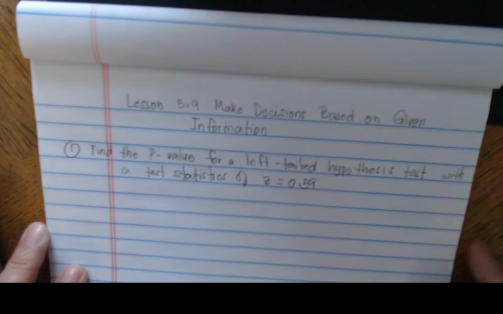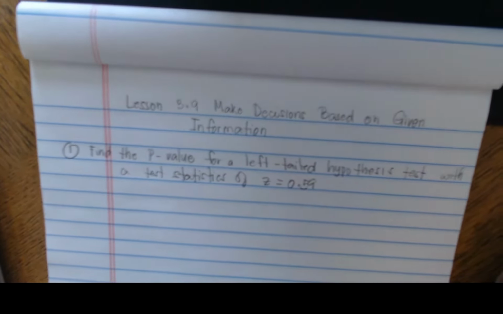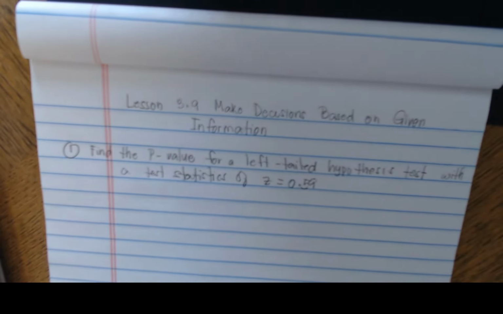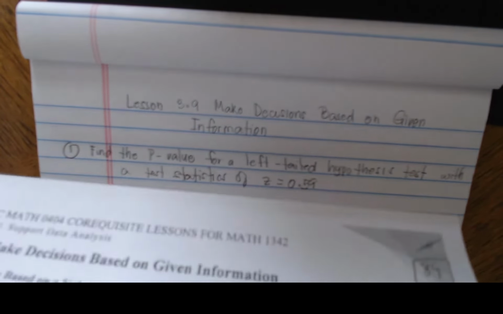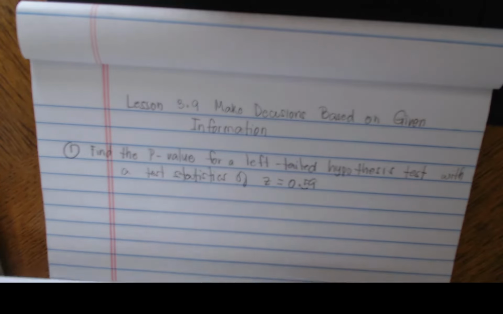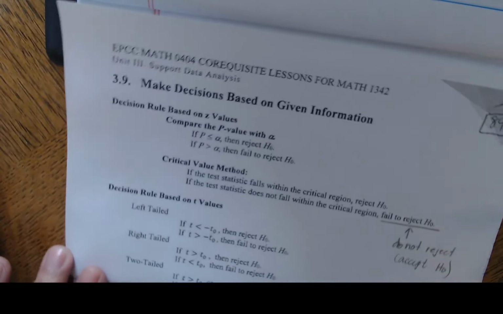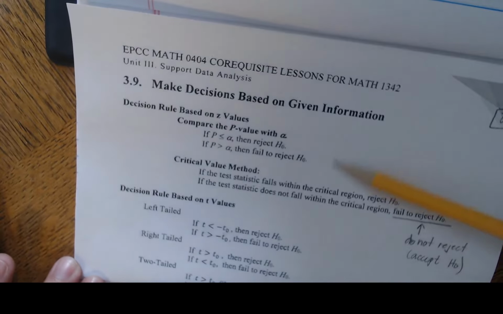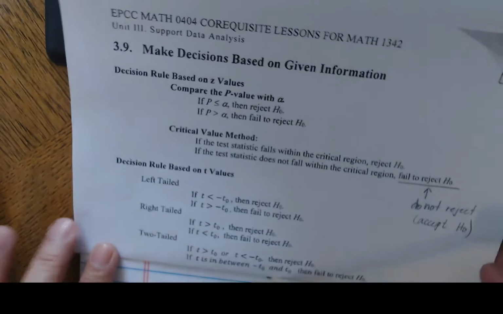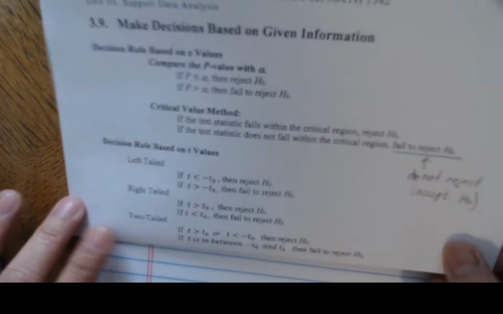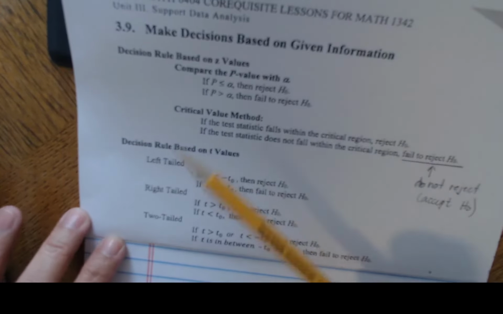Hello everyone, this is lesson 3.9. Make decisions based on given information. For the notes, this is on page 77 of your notebook. These are the information that you need. Okay? Read this.